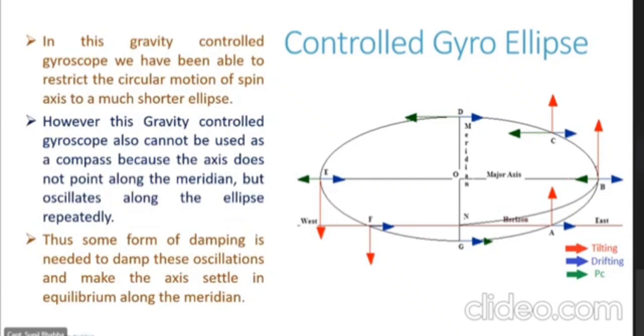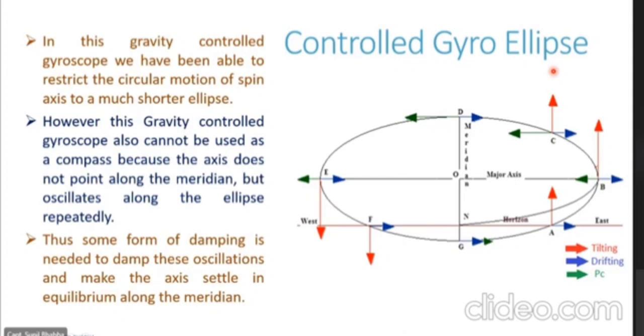Now the beauty of this elliptical motion is that when the spin axis is oscillating on this elliptical path, at any particular point, let us say the spin axis was at point Charlie, you try to disturb the spin axis. You apply a force, let us say an upward force, and you take the spin axis to this particular point where the laser pointer is right now, and you leave it here.